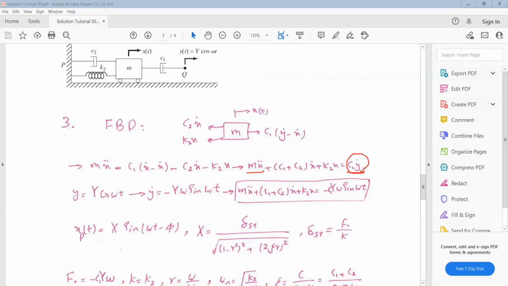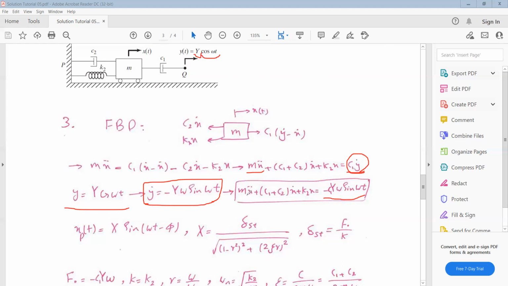This term is the non-homogeneous term, and now we need to solve an ODE with a non-homogeneous term, which is harmonic. y(t) is Y cosine omega t, so y dot is equal to the derivative of y(t) with respect to time. Y is a constant value. The derivative of cosine omega t is equal to minus omega sine omega t. So this is y dot. And now we can substitute into the equation, as you can see here, and extract the general form of the equation of motion.